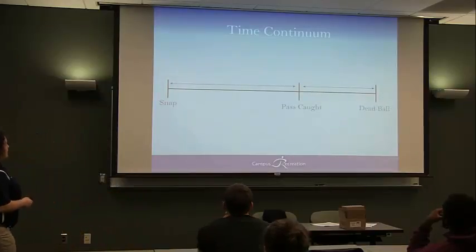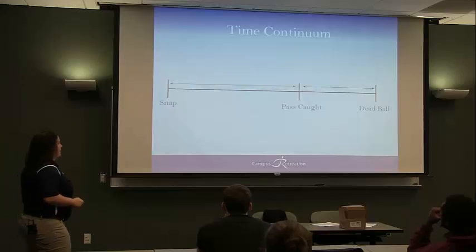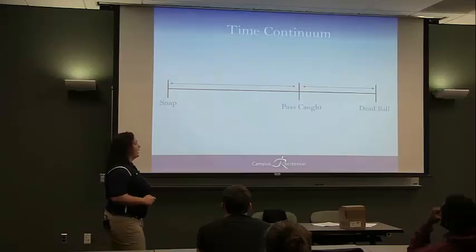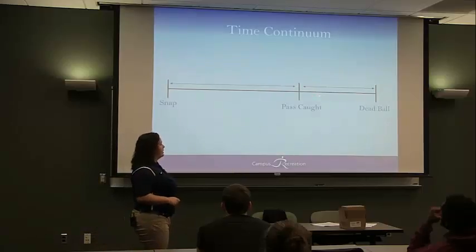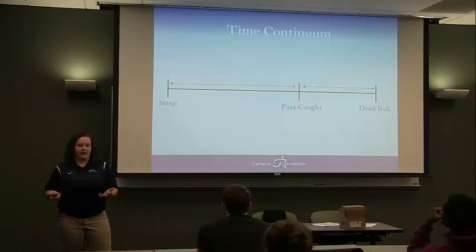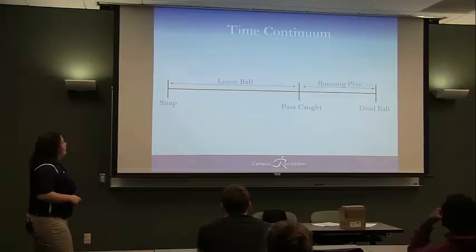So this is just a time continuum that we talked about earlier. So we have our snap, and probably between the snap and when the ball is caught there is a running play. And then probably right here the ball is thrown, that's a loose ball play. Ball is caught, after that that is a running play. And then after the flags are pulled, out of bounds, touchdown, whatever, that is a dead ball. There you go.